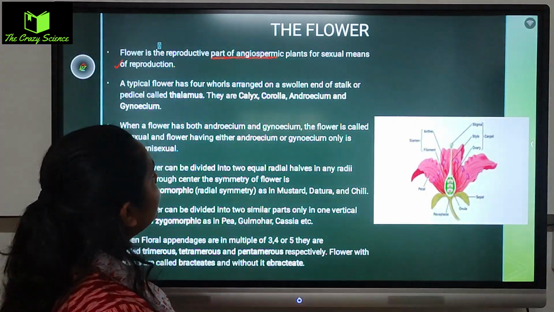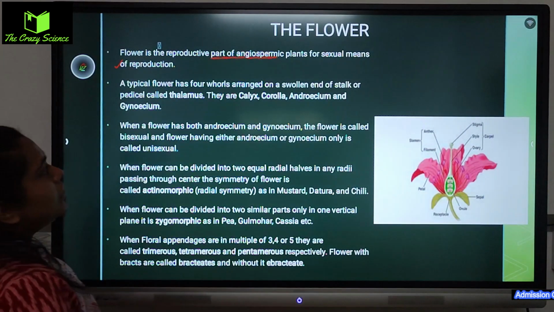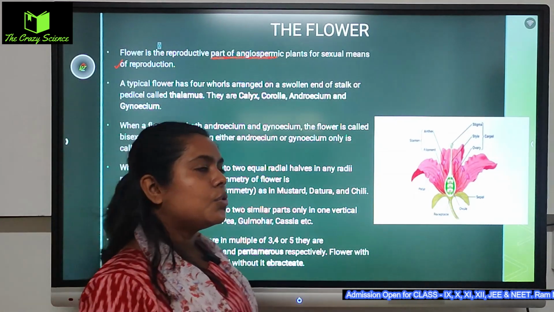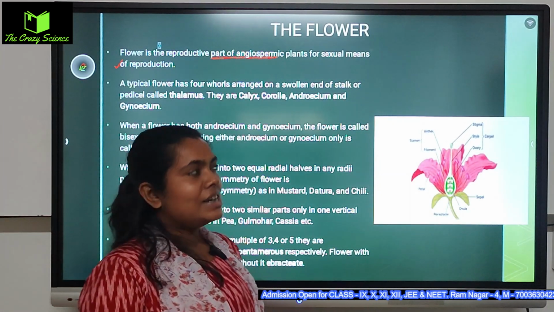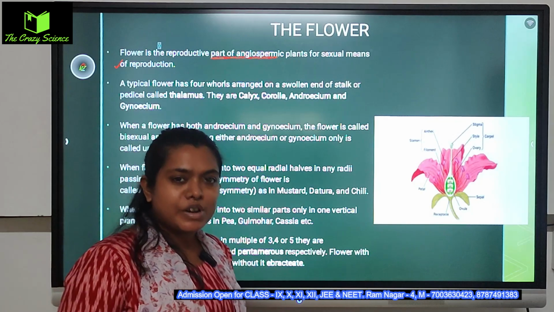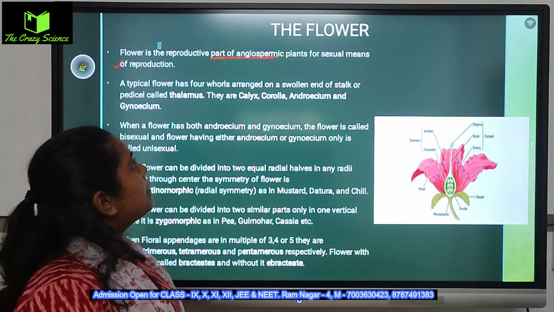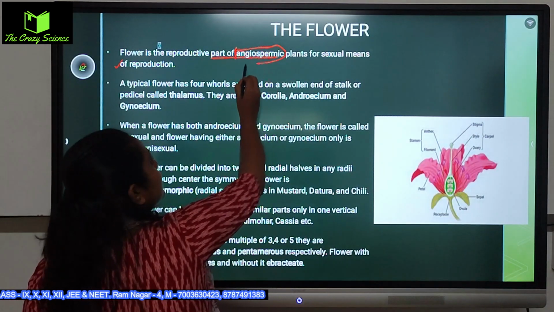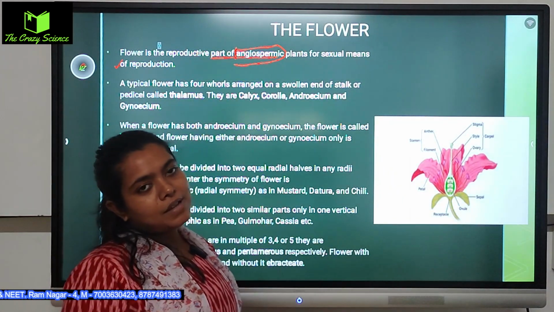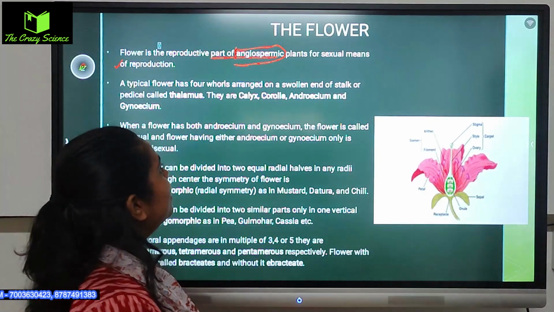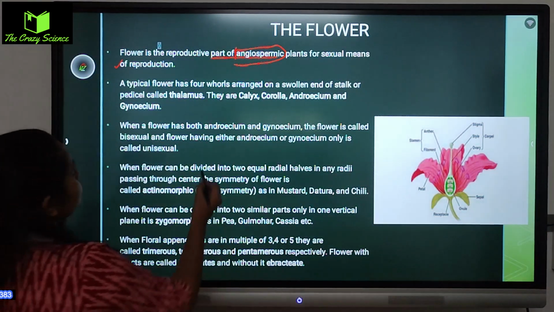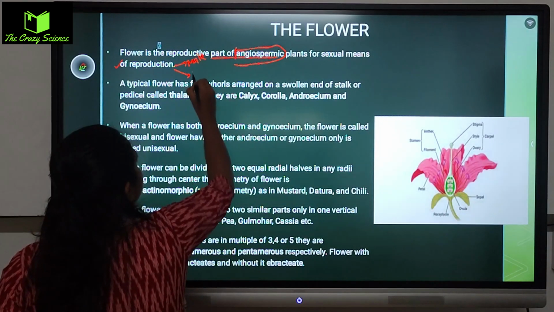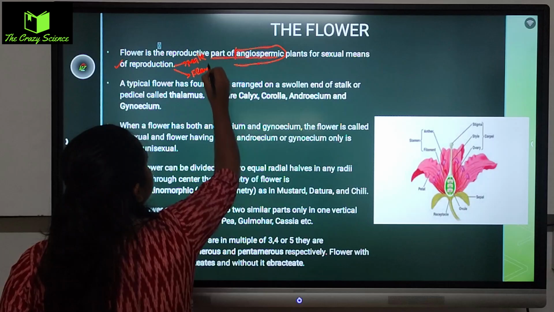So they are doing sexual reproduction because of the angiospermic plants, since gymnosperms don't have flowers in their body. So if flowers are there, it's very different, very exceptional. But most of the angiospermic plants, not all, have the flower in their body. For the sexual means of reproduction, because here they have the male and the female gamete.